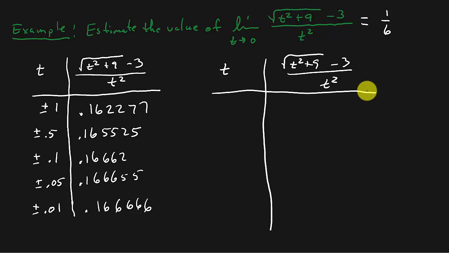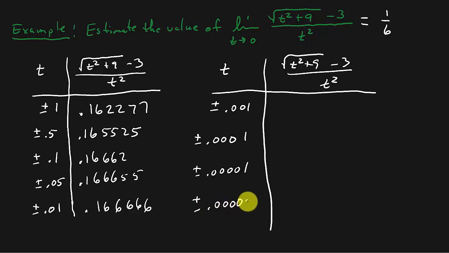But I could carry this out even further. I could do plus or minus 0.001, plus or minus 0.0001. So you see what I'm doing? I'm getting even closer and closer to 0. Okay? Getting closer and closer to 0.